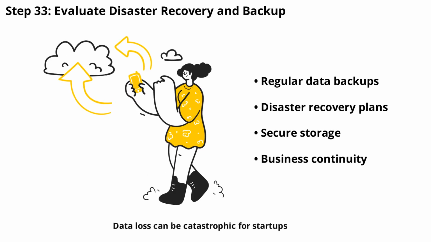Data loss can be catastrophic for startups. Ensure the e-signature platform offers robust backup and disaster recovery options. This includes regular data backups, secure storage, and clear recovery procedures in case of system failures. Reliable backup protects your business-critical documents and ensures continuity.